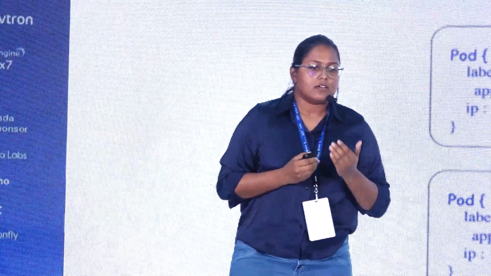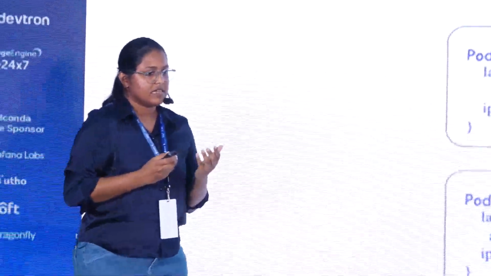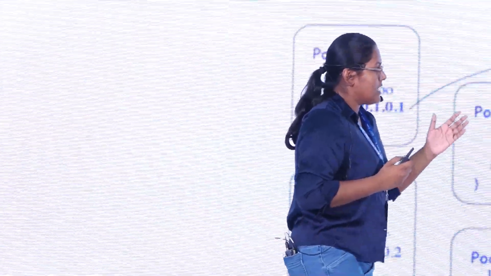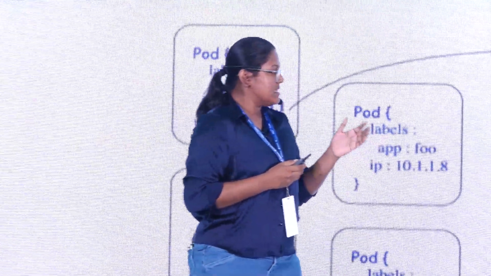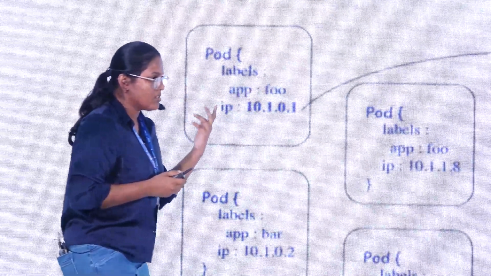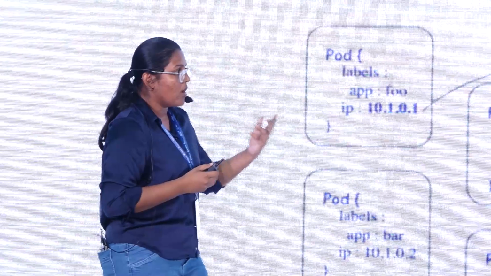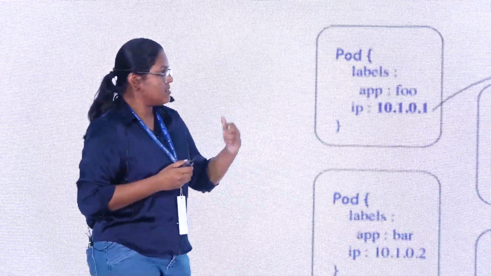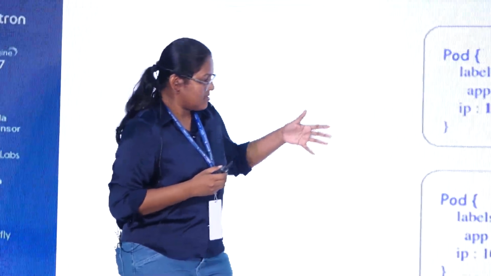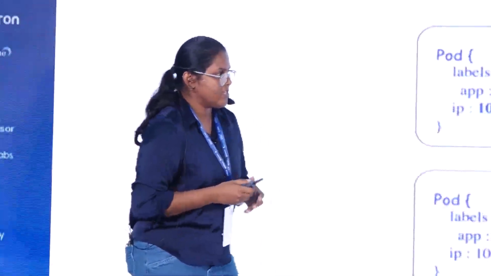So, service endpoints. Kubernetes maintains a list of endpoints that match the service selector. For example, here there is a service named foo, and we have a selector app:foo. That means it's going to route the traffic only to the pods which have this label, app:foo. So there are 5 pods, and 3 have this label matching.